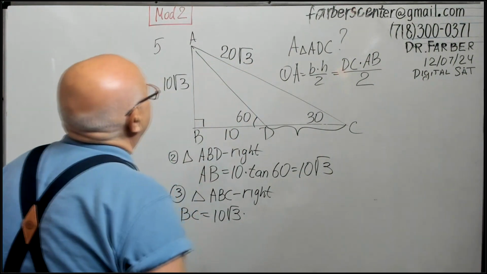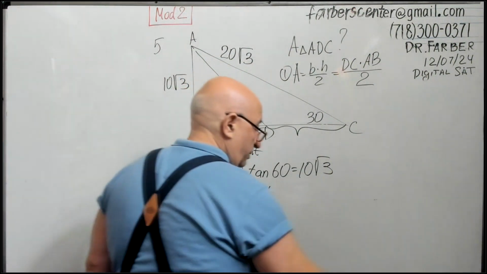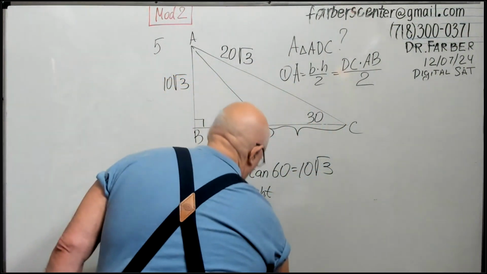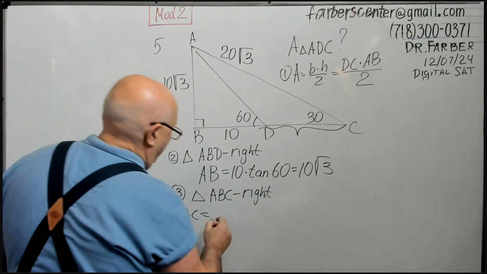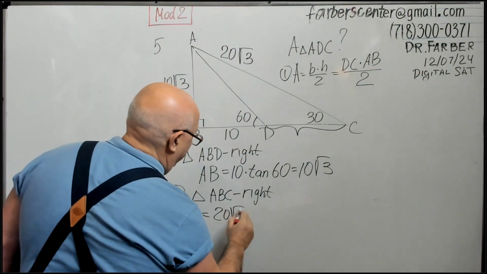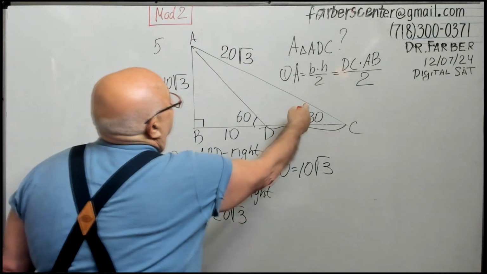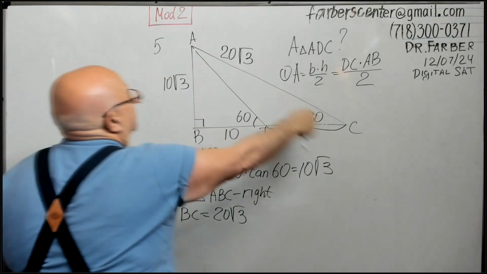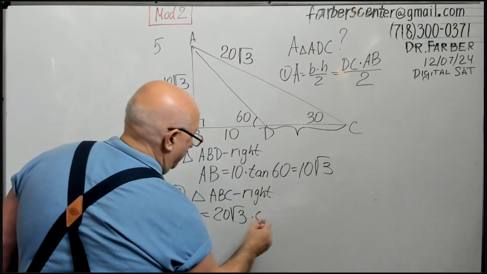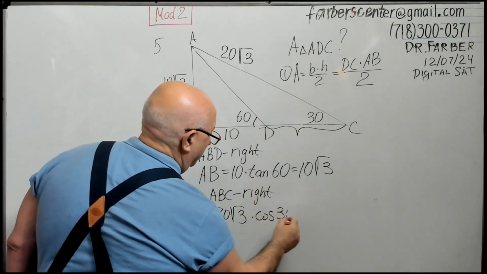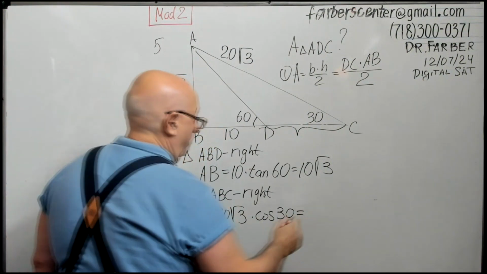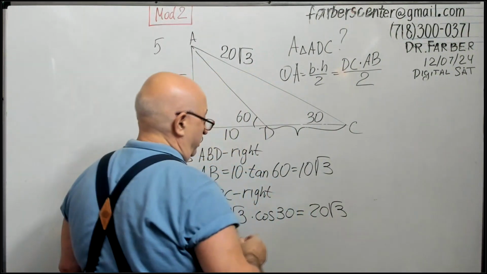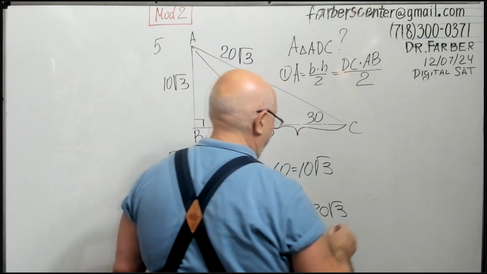Or you can, if I use this approach, it's faster. You can use 20 square root of 3 times cosine of 30. Or 20 square root of 3. Cosine of 30 is square root of 3/2.